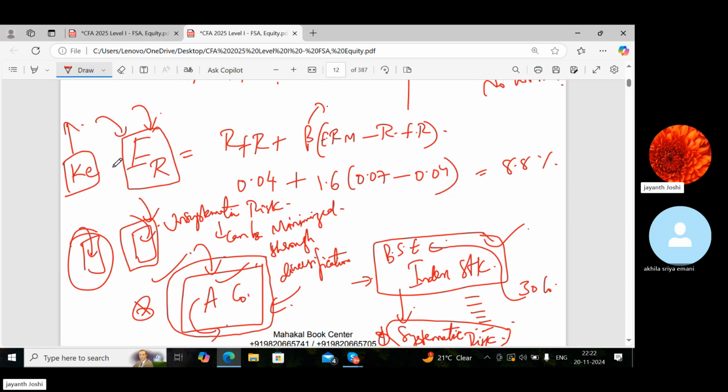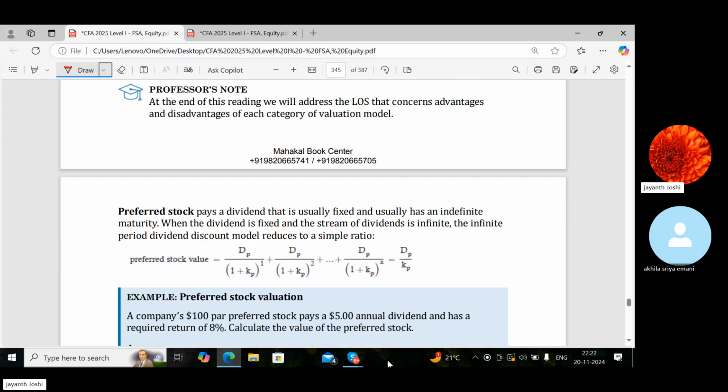Fine. So we will generally be finding the cost of equity with the help of the CAPM equation, which can also be looked at as the expected return from a stock. From the investor's perspective, it is expected return. From the company's perspective, it is cost. And this cost of equity is again used as the discount factor for discounting the future cash flows. So we are done with equity.